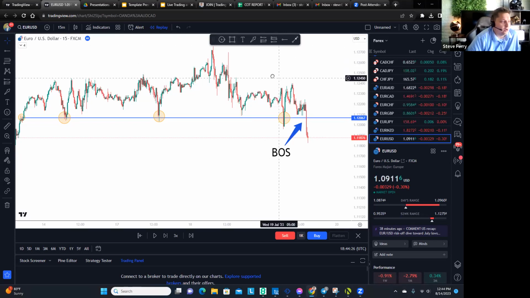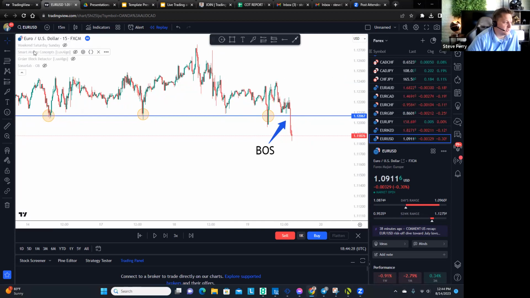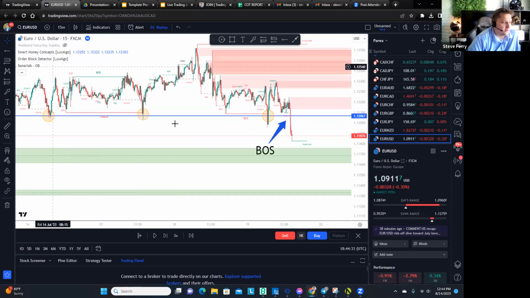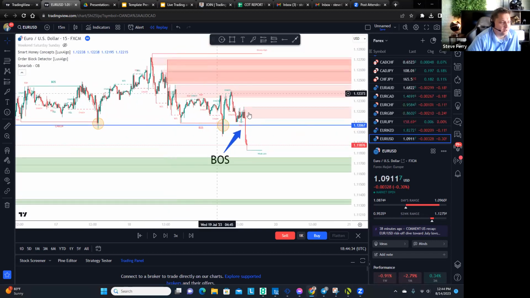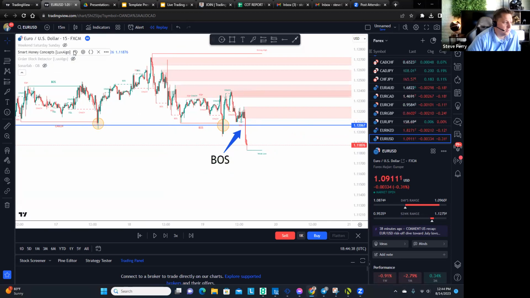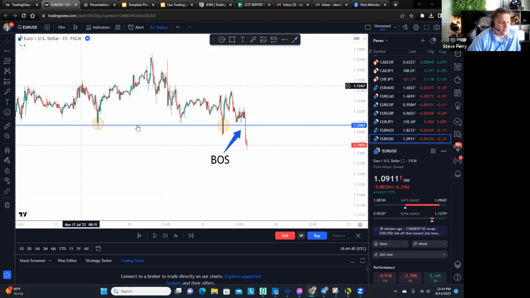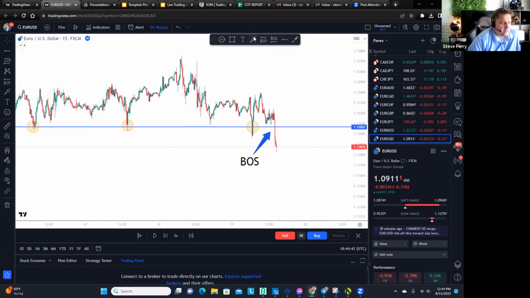So what do you do? Well, you can use these indicators like the order block indicators and find liquidity. And sure enough, there's tons up here. There's some right in here. You can use those. But I want to teach you guys how to do it manually. Other things you can look at.